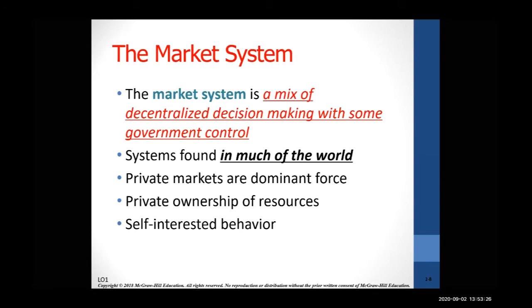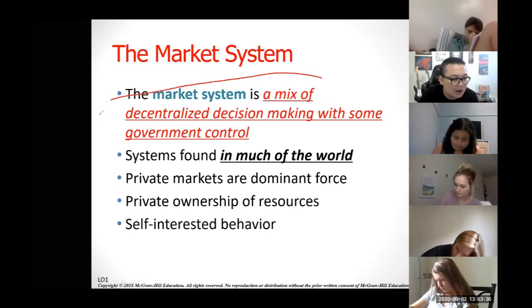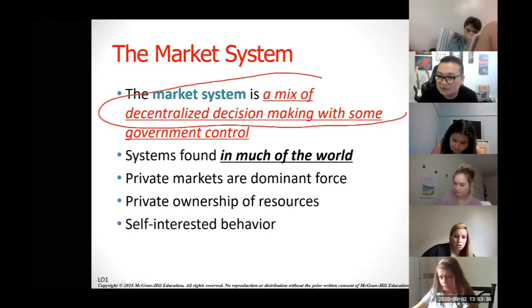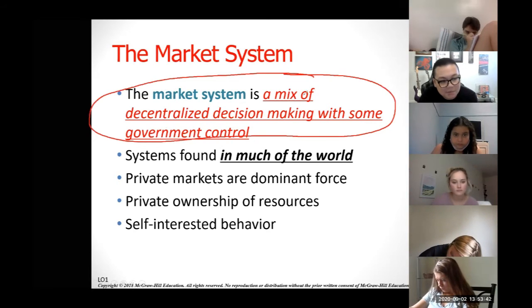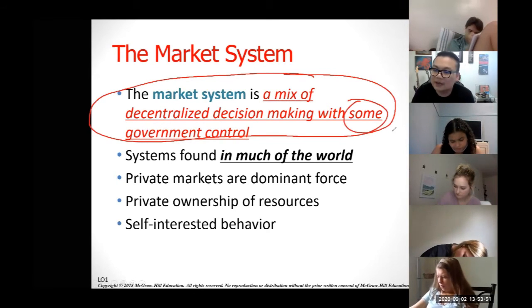And people do these things because of self-interest behavior, because they want to achieve utility. So once again, in these slides, the thing I'm going to test you on is that you do need to know what the market system is. Okay, so it's a mix of both. It's a mix of decentralized decision making with a little bit of government control.